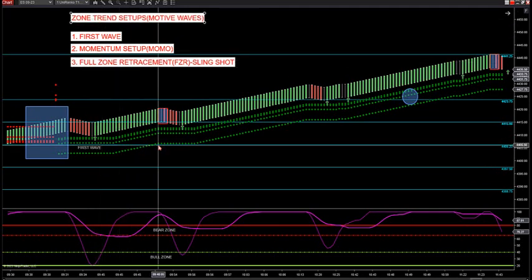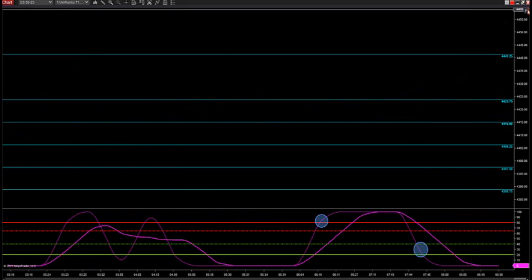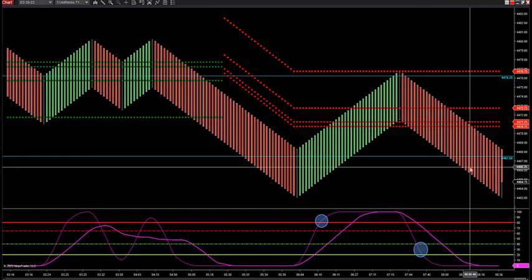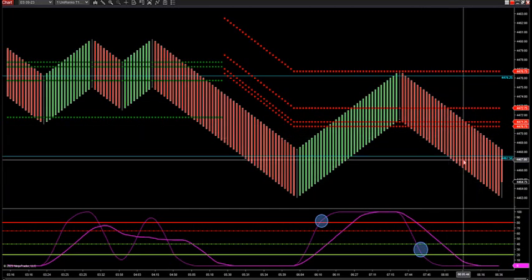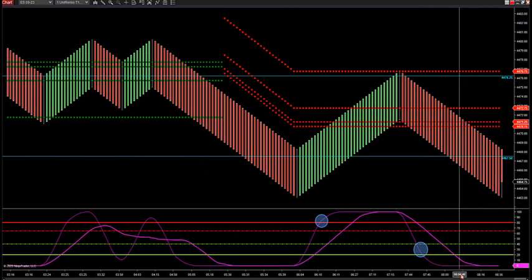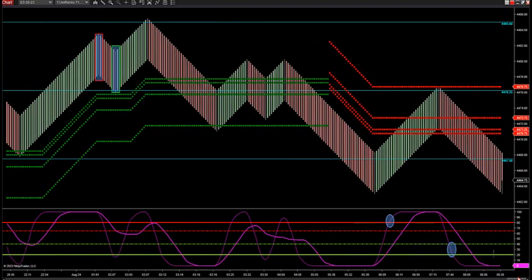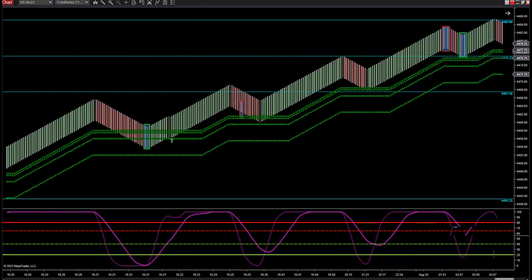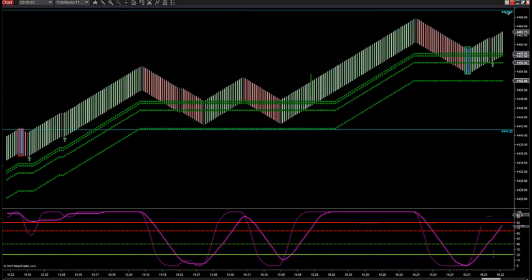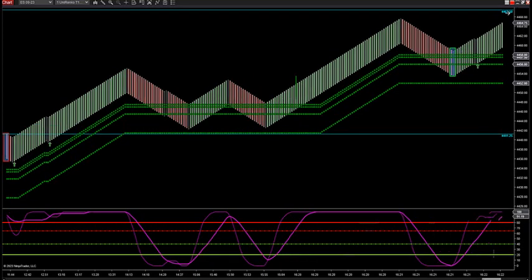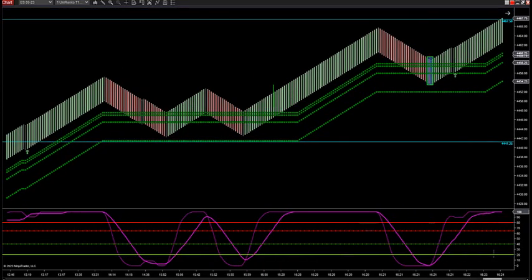If it's green zone, you're a net buyer. If it's red zone, like this morning on our last trade here that's rolling down nicely, you've got to be a net seller. Now, there's one more setup. What if the market, so this is a slingshot here. So here's our slingshot buy.